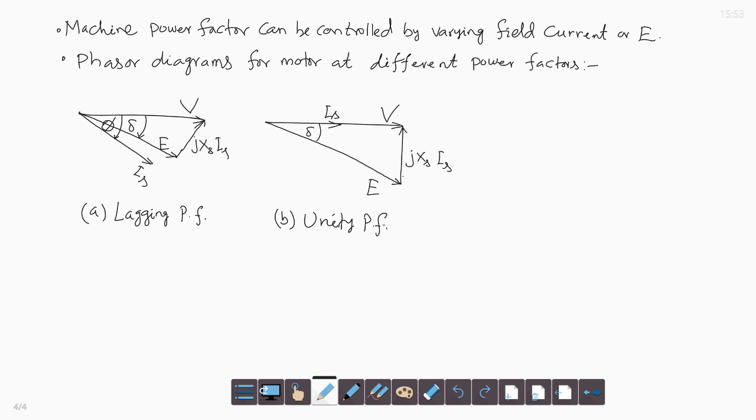And for leading power factor, let us write V. This is the stator current IS which is leading by angle phi, and this is the induced EMF E lagging by angle delta, and stator reactance drop j XS IS. This is for leading power factor.